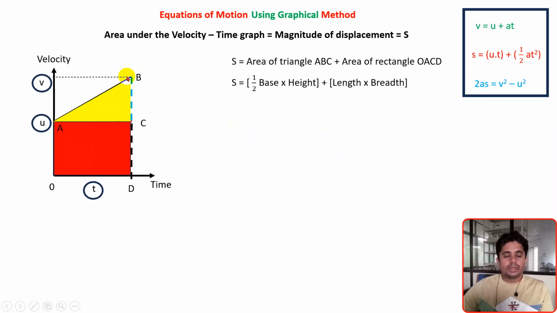Let us calculate the area of this triangle ABC. What is the area? Obvious, 1/2 base into height, and area of this rectangle OACD is nothing but length into breadth. Now, displacement S is equal to 1/2 base. AC is the base of this triangle and BC is the height of this triangle. AC into BC, plus, for the area of the rectangle, what is the length? Length is OD and breadth is OA. Right.